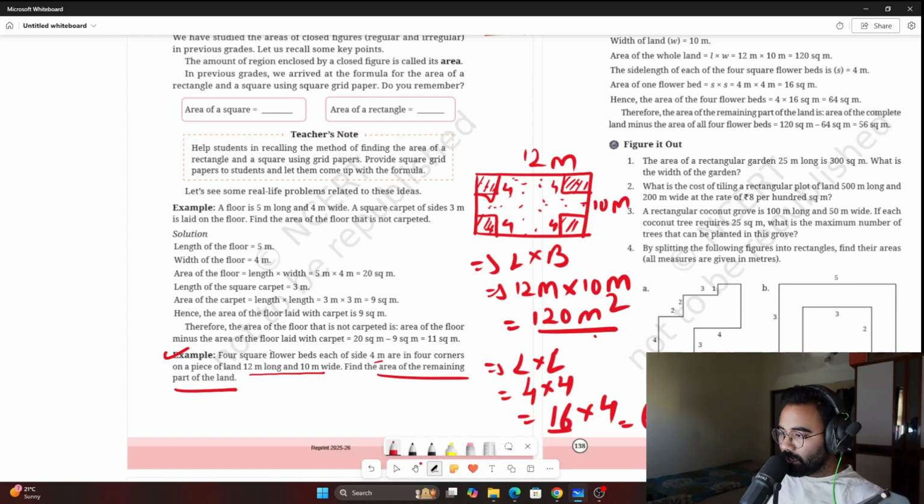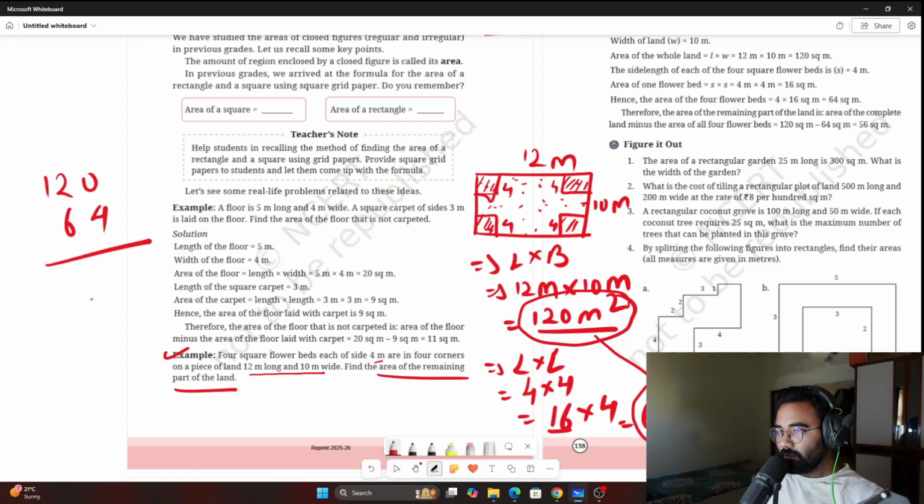Now if I subtract both of these, this is the total area of the rectangle and this is the total area of the 4 flower beds. If I simply subtract these, I will get the remaining dotted area. All I must do is simply 120 subtract 64.